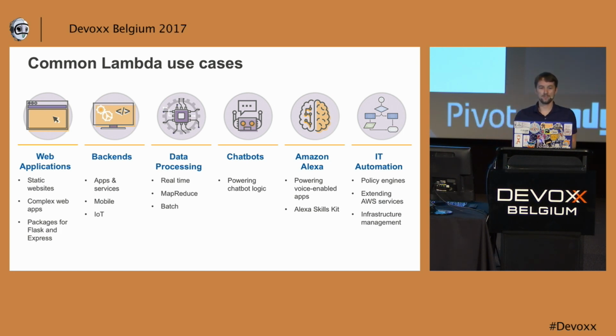A huge number of data processing pipelines end up using Lambda. Chatbots use Lambda. Amazon Alexa skills use Lambda. Does anybody use Alexa? I mainly use it to prank my parents, but it's also good for other things. And these are all powered by Lambda functions.